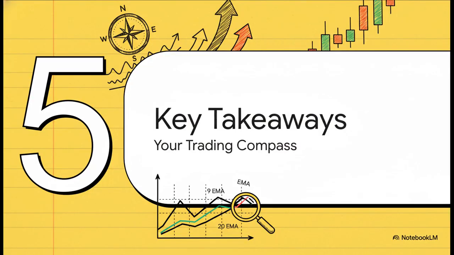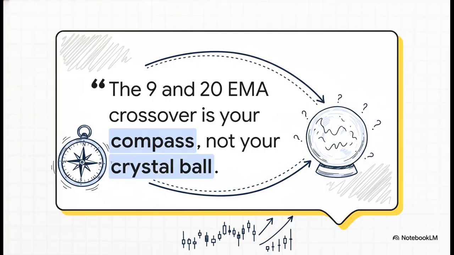All right, so let's wrap this all up. Let's boil it down to the most important things you absolutely have to remember when you go to apply this to your own trading. This is the big one. The 9 and 20 EMA strategy is a compass. It's a fantastic tool for reading momentum and figuring out which way the market is heading. But it is not a crystal ball. It doesn't predict the future. It just helps you navigate the present with a much higher probability of success.